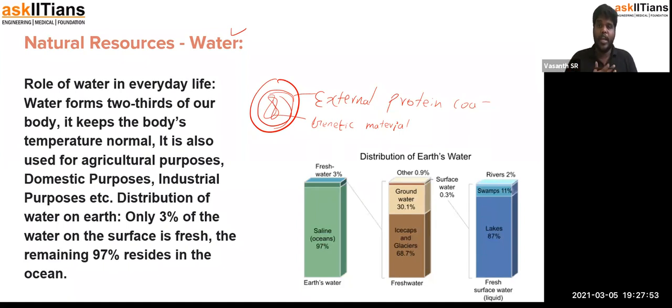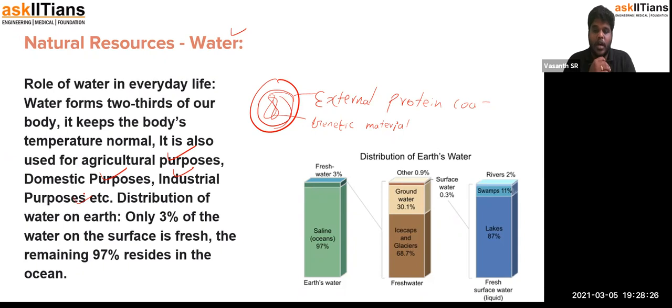Now in our day-to-day life, if a person is dehydrated, his total body will collapse. He will be totally destabilized. All his effective working abilities will be totally spoiled. So this is how important water is in the human body. Not only in the human body, we use it for agriculture to produce food, for several industrial purposes, and even for domestic purposes.